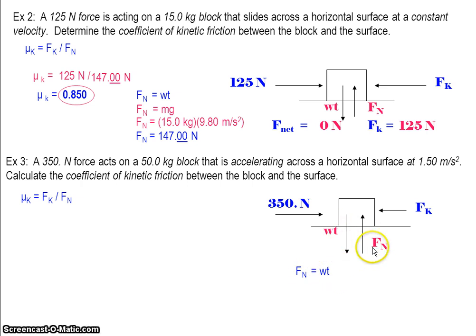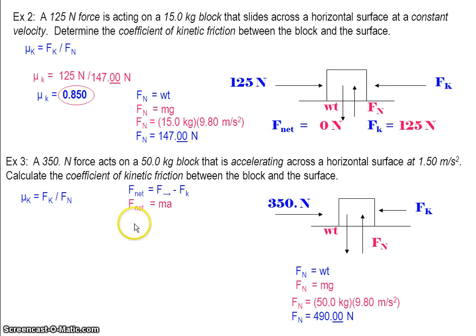The normal force is equal to the weight, so we can solve for that. That goes into our equation. And now here's the harder part. The net force is equal to the force in the direction of motion minus the force opposing motion, and we need to solve for F sub k. We know the net force is mass times acceleration. Here's the acceleration, here's our mass.